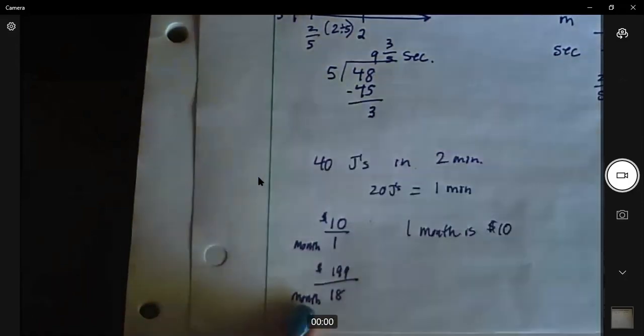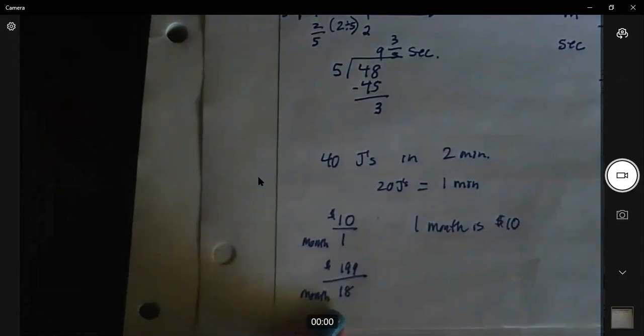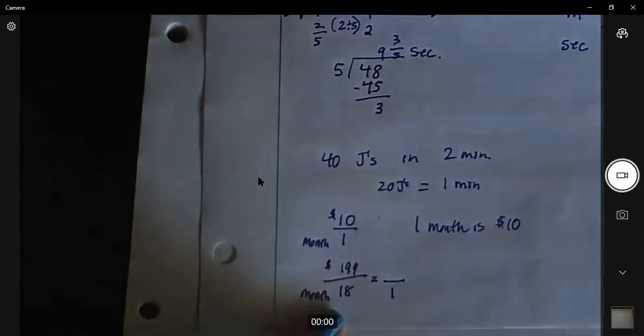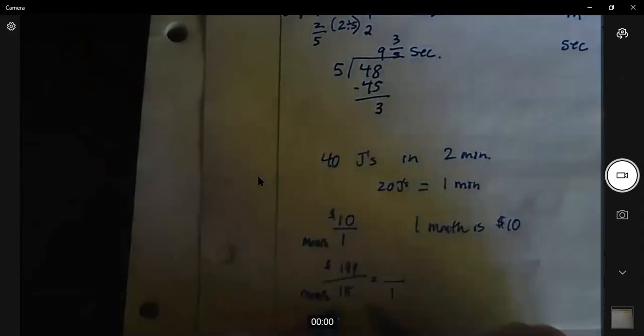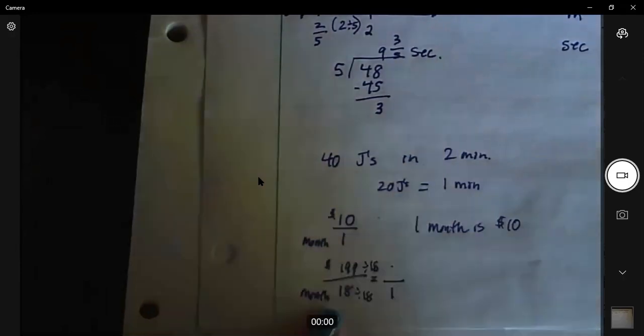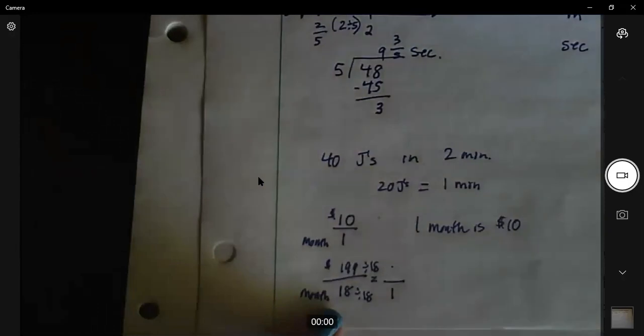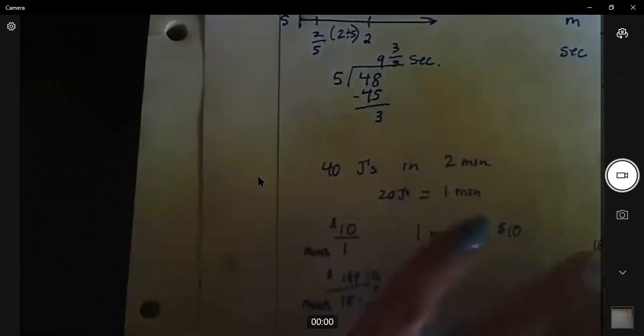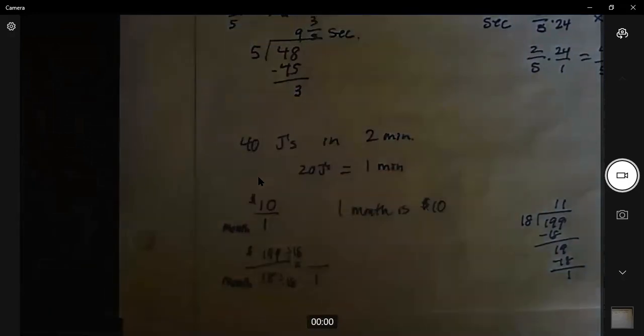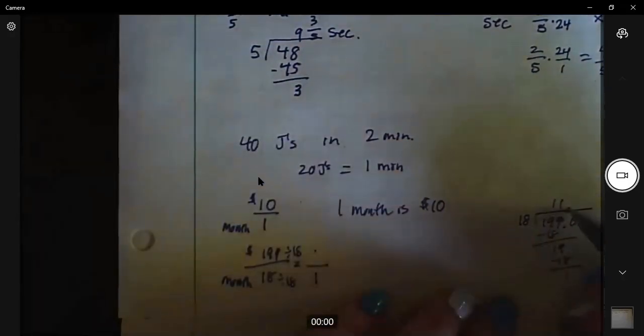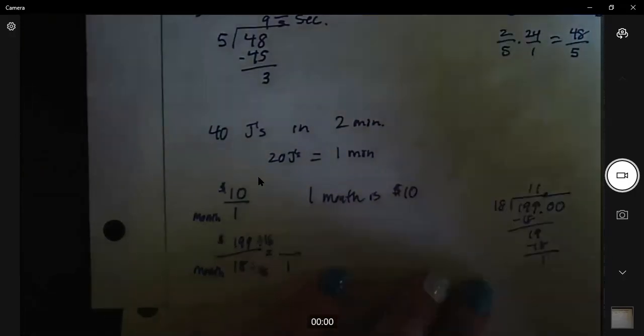So 1 month is $10. So I don't have to do anything more there, but I need to figure out what 1 month is here. So if I want to know what 1 month is here, what do I have to do to get this number up here? Well, I have to divide by 18. Right? So when we divide that by 18, let me just figure out what it is. So 18 goes in here. Now remember that we are talking about money, and we are talking about middle school students. So they're able to do a decimal and add a couple zeros. So they should be able to do that. So they wouldn't have to use a calculator here. I wouldn't recommend a calculator yet.